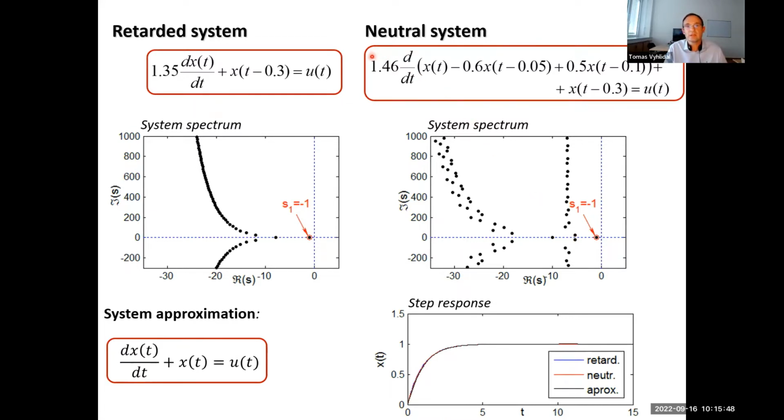Now look at this neutral system. If you apply the strong stability criterion, we see that this is not strongly stable, because we have 0.6 here plus 0.5 is 1.1, which is larger than 1. So the system is not stable, which is not seen here. The step response is fine. The spectrum is also fine, at least on this dominant part.